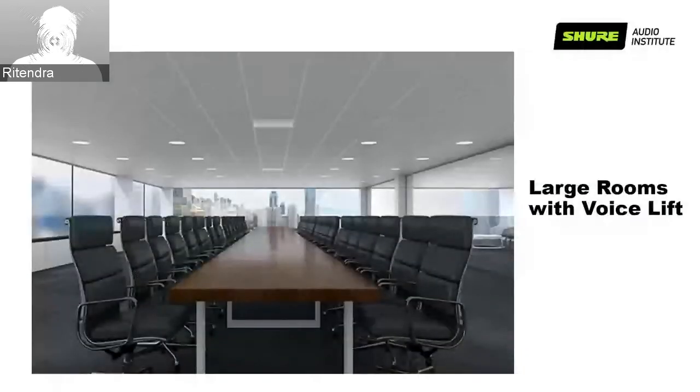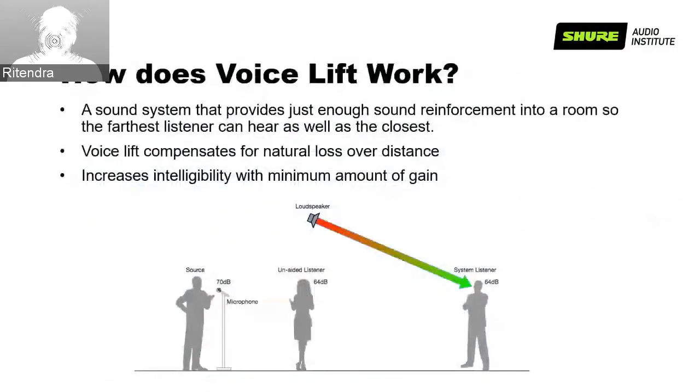If you have a large room where the participants are sitting at a distance, it will be very hard for the listener to hear the talker who is sitting almost 20, 30 feet away. So for that kind of room, you need to look at a voice lift system. Let's talk about how voice lift works. Voice lift is basically a sound system that provides just enough sound reinforcement in a room so the farthest listener can hear as well as the closest.